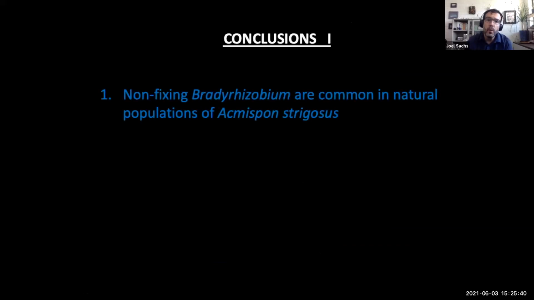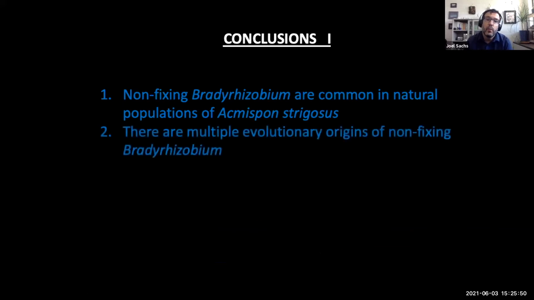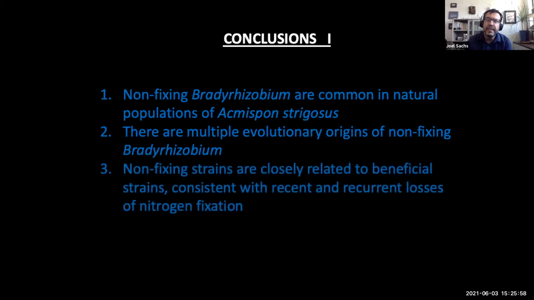All right, so some conclusions from this first part of the talk. One, it was relatively easy to find non-fixing Bradyrhizobium in these natural populations. They're relatively common, and hosts are encountering them in natural populations. We inferred at least 4 to 6 independent origins of this uncooperative state within this metapopulation. And finally, in all cases, those non-fixing strains were very closely related to nitrogen-fixing relatives, suggesting that these reversals, these evolutionary losses of the cooperative trait, are occurring relatively recently, potentially within ecological time.